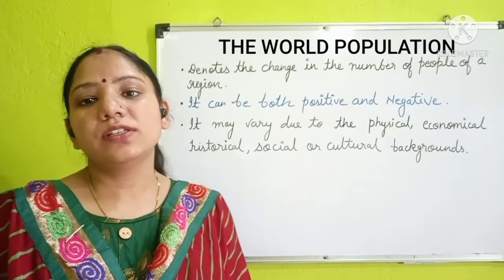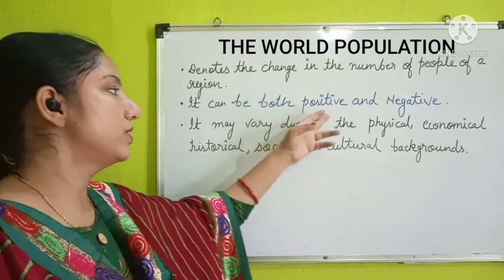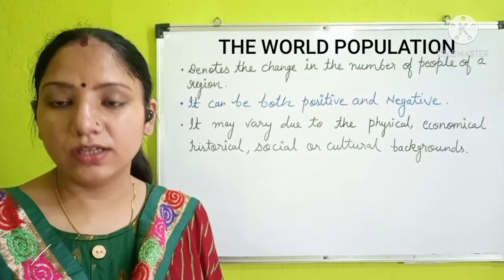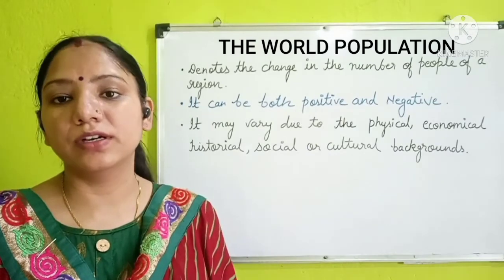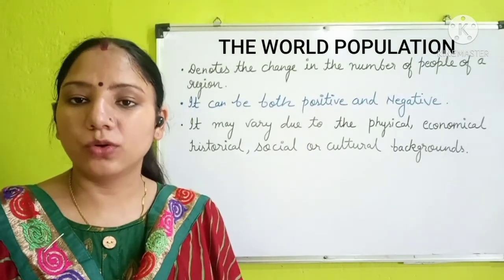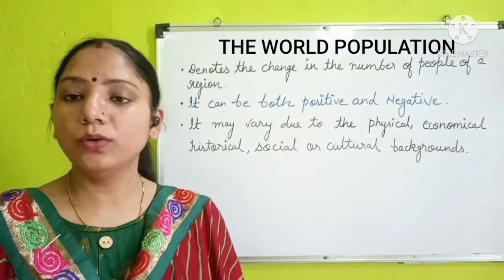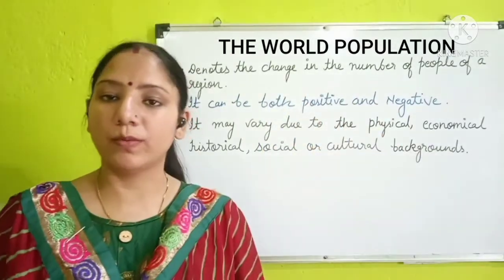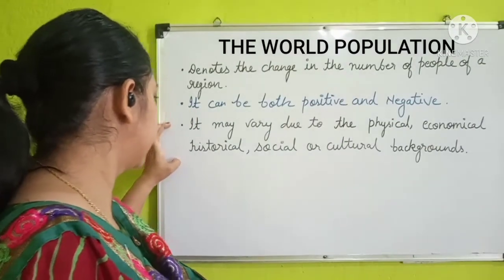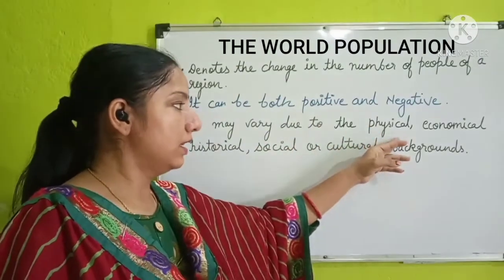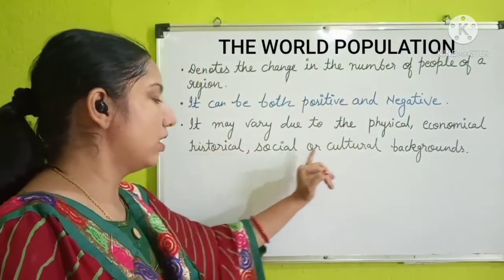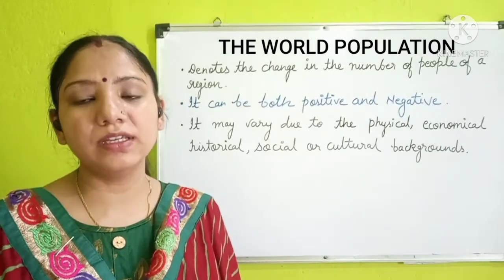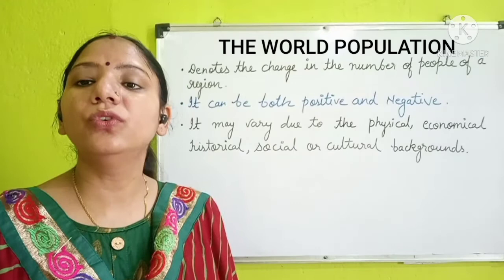In the next point, population growth can be both positive as well as negative. If the CBR, the crude birth rate, is increased, it is known as positive population growth. And if the CDR, the crude death rate, is increased, the population growth is considered to be negative growth. The third point is that it may vary due to physical, economical, historical, social or cultural backgrounds, meaning population growth may vary in different areas due to a few factors.